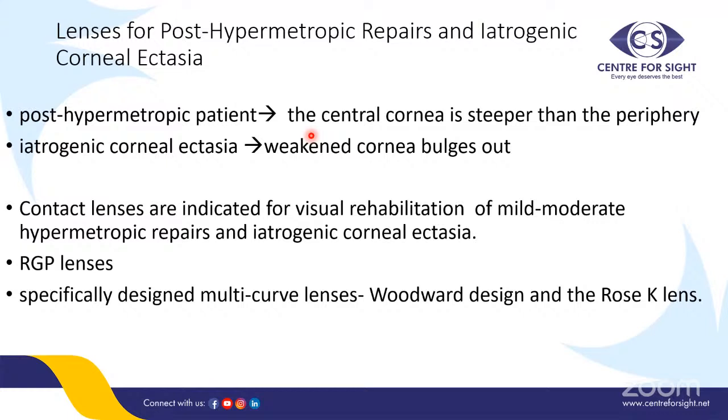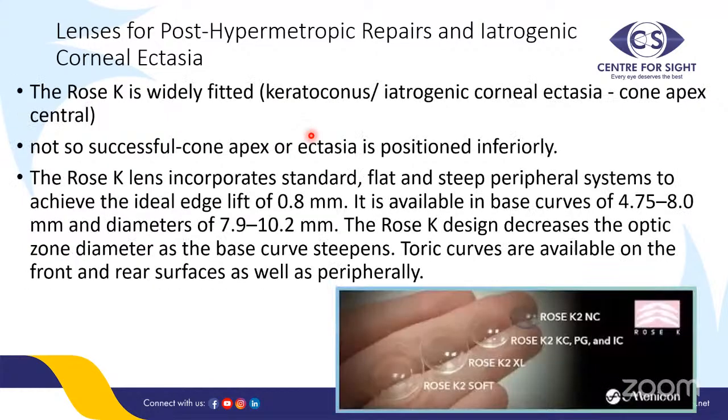And the lenses of choice are generally RGP lenses, as they mold the cornea to provide good visual acuity. And there are also some specifically designed multi-curve lenses. The examples are the Rose K lenses and the Woodward design lenses. I would just like to highlight the Rose K lens here, as it is a widely used contact lens, especially in cases of keratoconus and iatrogenic corneal ectasia.